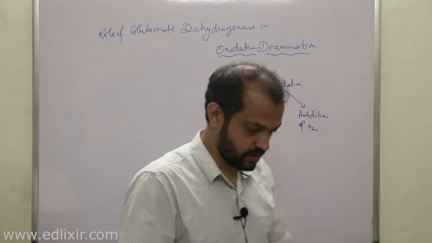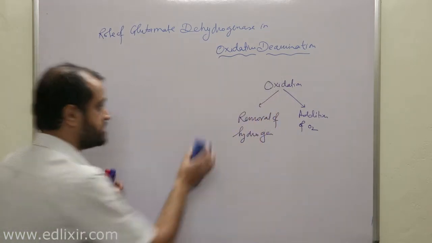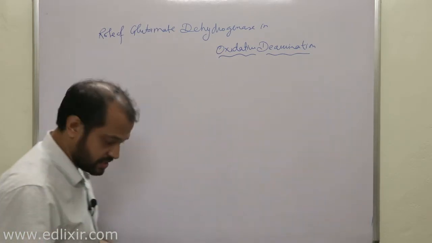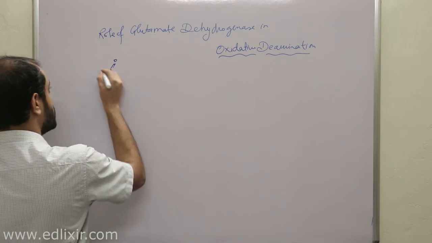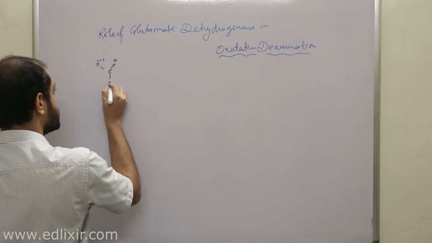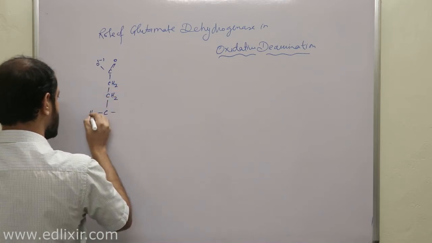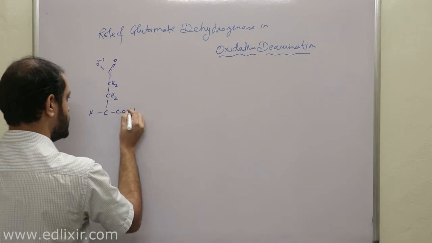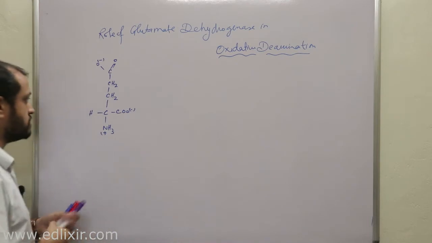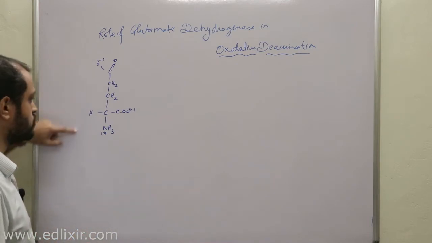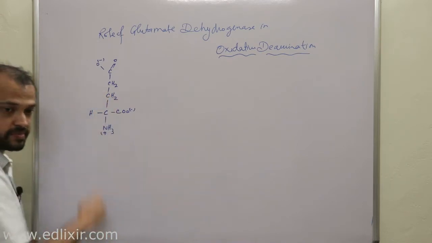Clear? Now how? Suppose this is your glutamate. Glutamate, we have already learned, is CH2, CH2, CH, COO minus, NH3 plus. Now listen with all your attention. A very important point. So this is glutamate, an acidic amino acid, right? If we remove this CH2 group, then it will become aspartate, right?